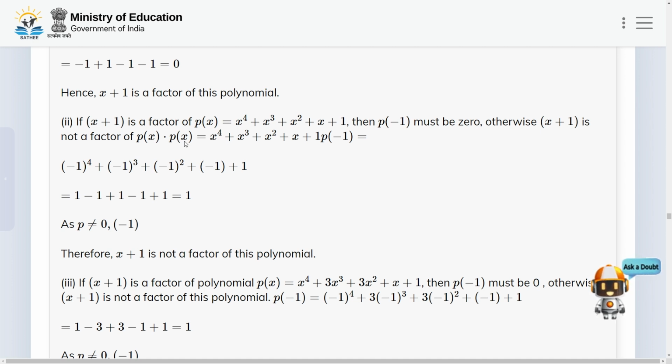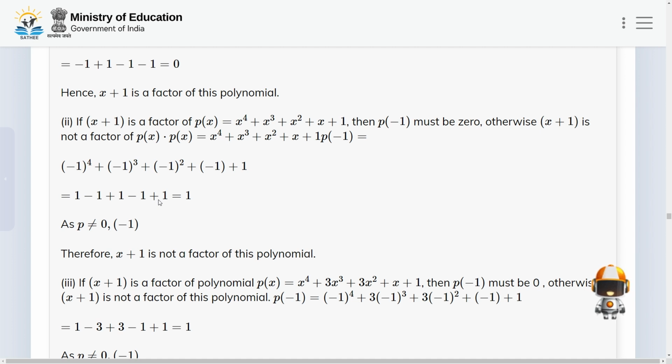Now p of minus 1 is equal to minus 1 to the power 4 plus minus 1 to the power 3 plus minus 1 to the power 2 plus minus 1 plus 1. This is equal to 1 minus 1 plus 1 minus 1 plus 1. Here plus 1 minus 1 will cancel, and here plus 1 minus 1 will cancel, and this will remain. So this is equal to 1. So the value of p of minus 1 is 1. That does not equal 0. So p of minus 1 does not equal 0.